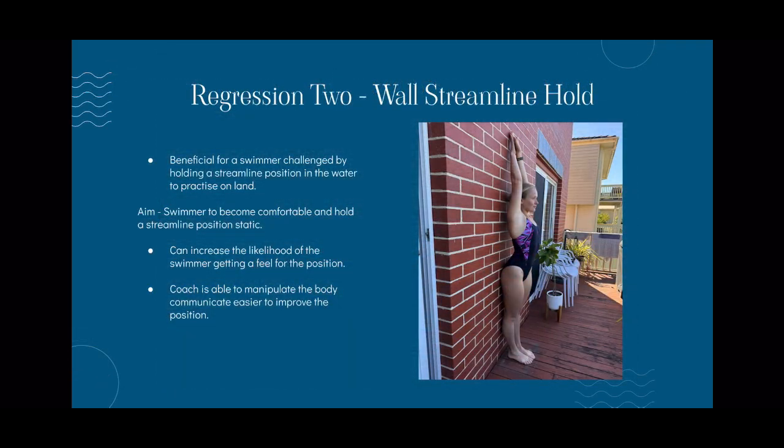If the swimmer is still finding it challenging to maintain a streamlined position with the kickboard, it will be beneficial to take the swimmer from the pool and work on perfecting the position on land by practicing a wall streamlined hold. The aim for this activity is for the swimmer to become comfortable and hold a streamlined position static. By taking them out of the water and removing the moving context, the individual is more likely to gain a feel for the position. An added benefit for practicing a wall streamline hold is that the coach can help manipulate and communicate aspects of the streamline position that need to be improved.